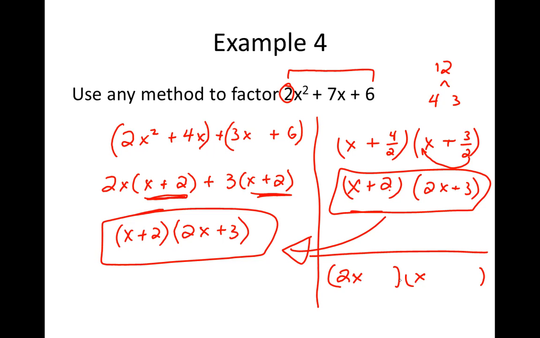If I try 3 and 2 first, I know 2 is not going to be in this first group. Why? Because there's not a common factor of 2. If I put a 2 in this one, there's a common factor of 2. So that's one way you can kind of get around not having to try all these.